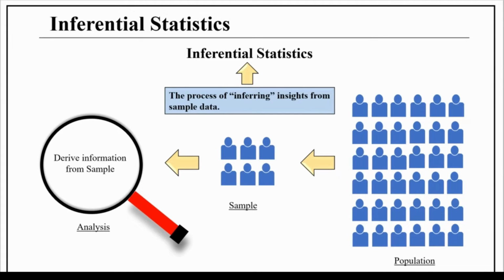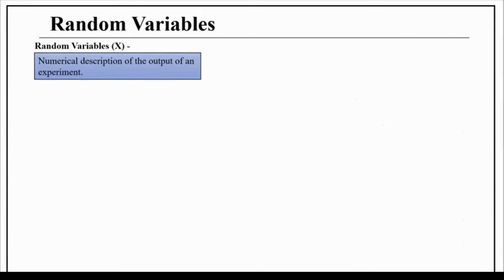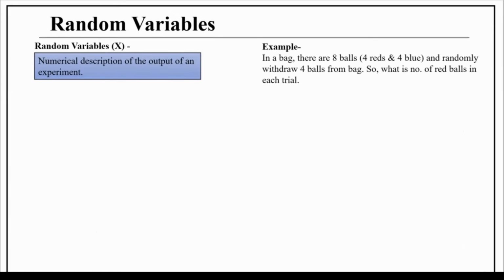Now let's move to our next topic, random variable. As I explained earlier, variables are numerical descriptions of the outcome of an experiment. Let's understand it with an example. Here the question states that in a bag there are 8 balls, 4 red and 4 blue, and 4 balls are randomly withdrawn from the bag. So what is the number of red balls in each trial? Let x be a random variable which represents the number of red balls.